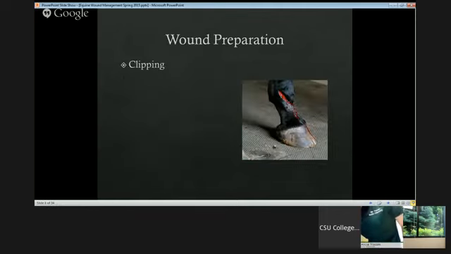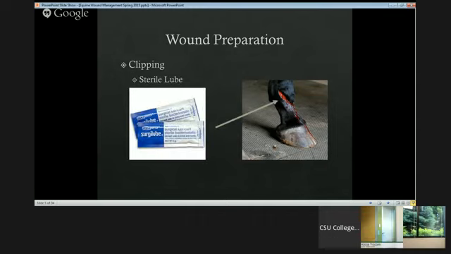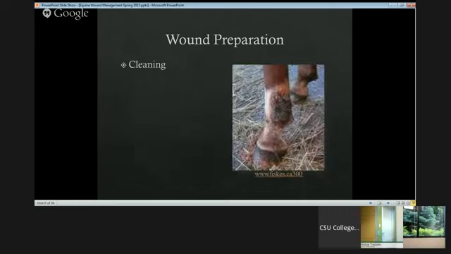We begin our first assessment with horses with wound preparation, and so this involves clipping of the hair. One thing that is very helpful when we're clipping the hair is to protect the wound itself, and we can add surgical lube to the wound bed so that the hair doesn't stick to the wound when we're clipping, which is really nice, especially in the winter time.